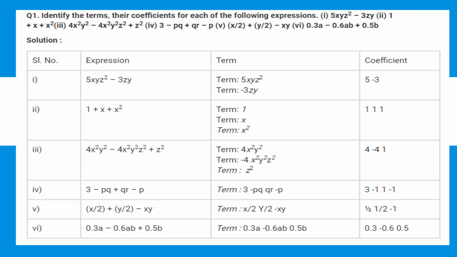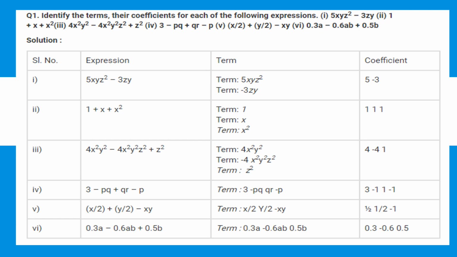Next, 4x squared y squared, minus 4x squared y squared z squared, plus z squared. So the first one becomes one term, the second one becomes the second term, and z squared becomes the third term. So what is the coefficient? 4, second one minus 4, and for z squared there is no number, so it is considered as 1.